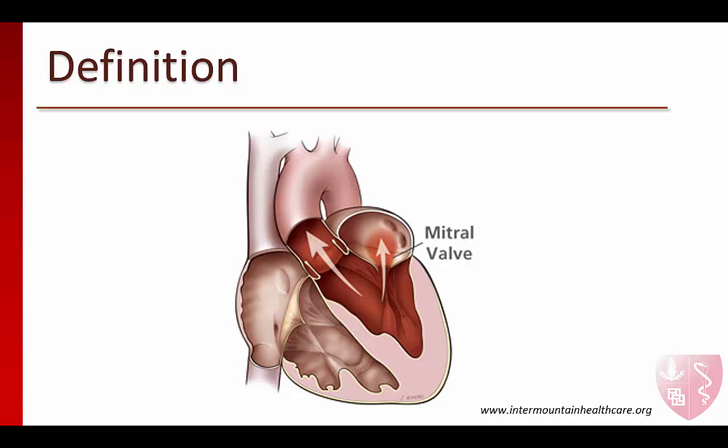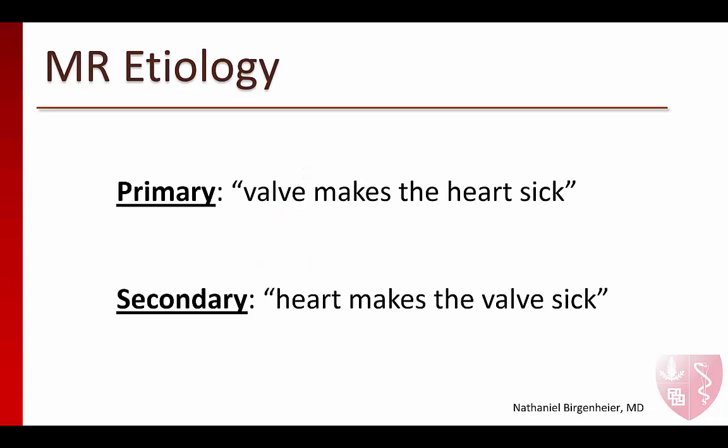This lecture is about mitral regurgitation, which is defined as the regurgitation of blood through the mitral valve during systole. It is helpful to divide the causes of MR into two general types, primary and secondary.